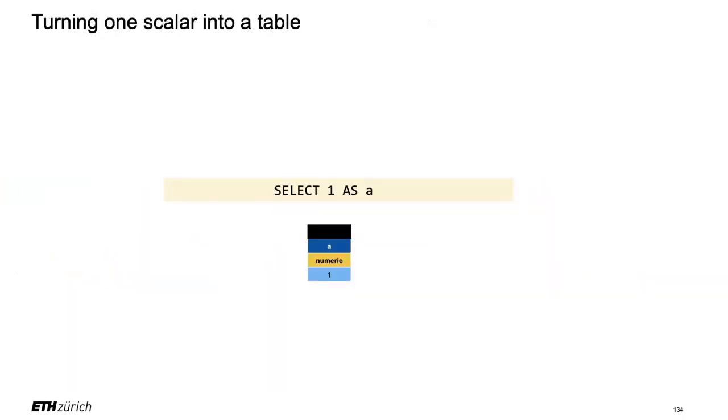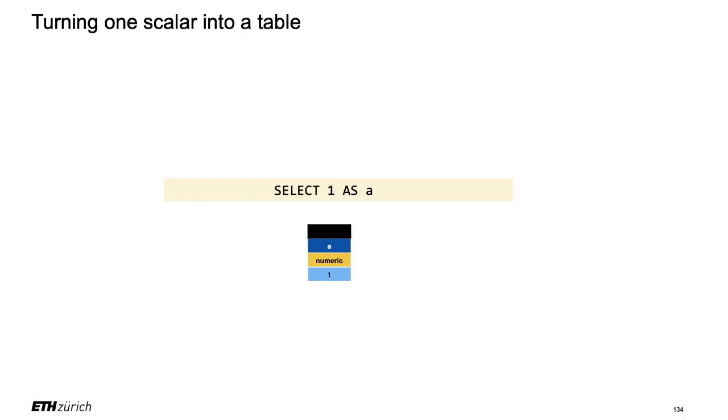Now we can also do this. Select one as A creates a table that has one column and one record, like this. This is what a select on just a value like this would do. There's no from in there. It doesn't take anything from anywhere. It just creates a new table with one record and one column.